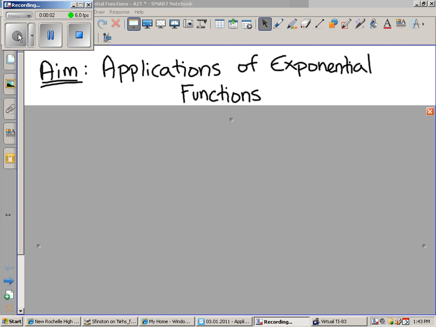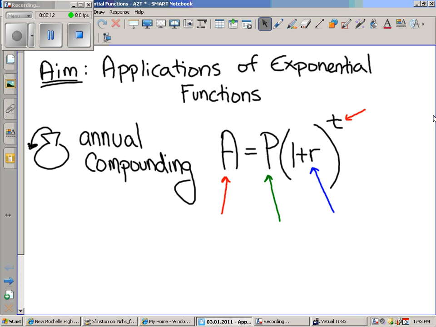So our topic of discussion is applications of exponential functions. And here we go. First, I'm going to show you the formula, and then we're going to talk about a very realistic situation in which it's applied. This is the formula, annual compounding. We're just going to talk about annual compounding for today, and then tomorrow we're going to talk about all different types of compounding. You've seen this formula before, right?